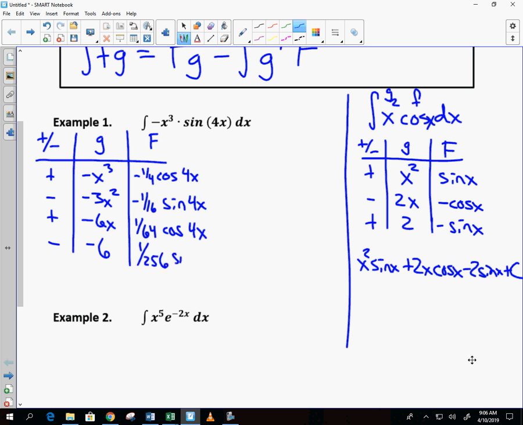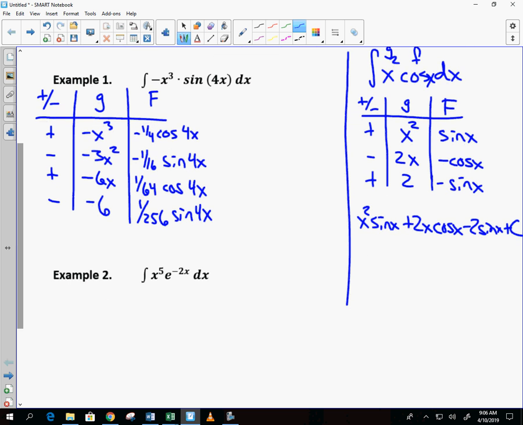1/256 sine of 4x. So we're taking the antiderivative of this. See how we got the 1/4? Go back to it.